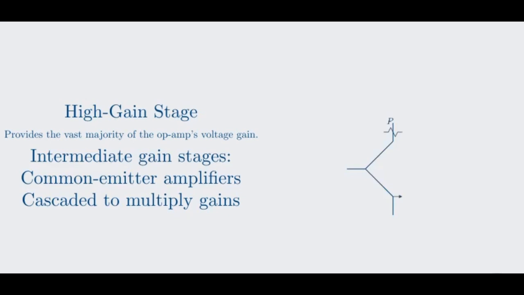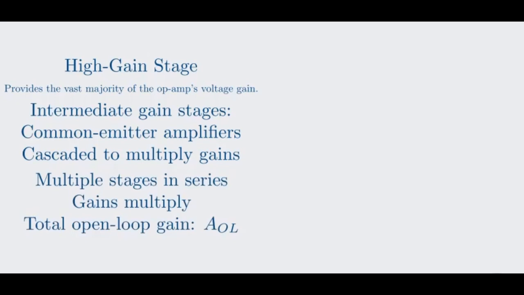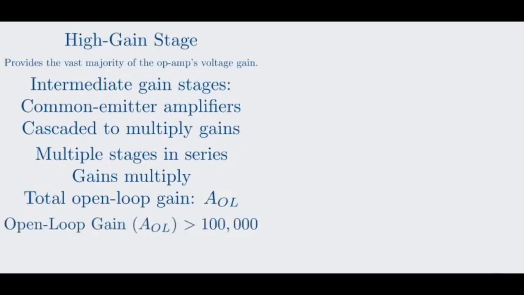It takes the differential signal as its input and outputs an amplified, inverted version of it. An op-amp might have several of these stages in series. The gains multiply, resulting in a total open loop gain, A sub OL, that can be well over 100,000, or even a million. This gives us a monumental voltage gain. A tiny difference in input voltage can produce a very large output voltage.